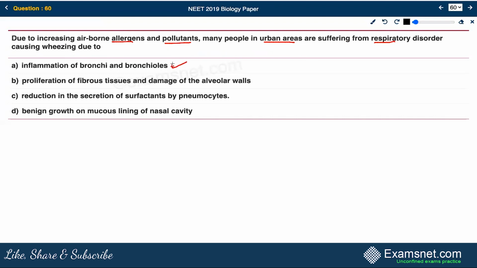So the very first option is the correct answer. That means inflammation of bronchi and bronchioles, because asthma is one such respiratory disorder which is caused because of allergens. Remember, the question is talking about allergens, so we have to keep this in mind.